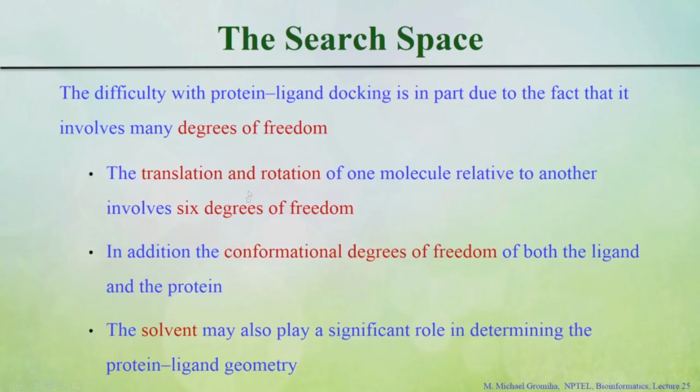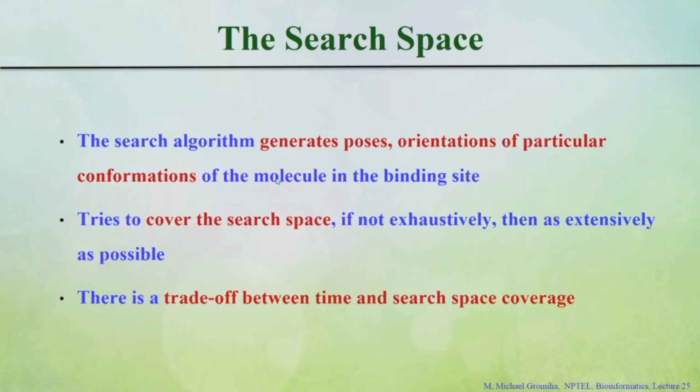Then if you see the conformational degrees of freedom, because you have the rotations, you can see conformational changes. There are several conformational changes depending upon how many places we can have the rotations. Then the solvent may also play a significant role in the protein-ligand geometry. So, in this case we need a large search space. Then you need to derive a search algorithm which generates various poses and different orientations for any particular conformation of a molecule at the binding site. So, it has to generate various orientations and cover the whole search space.